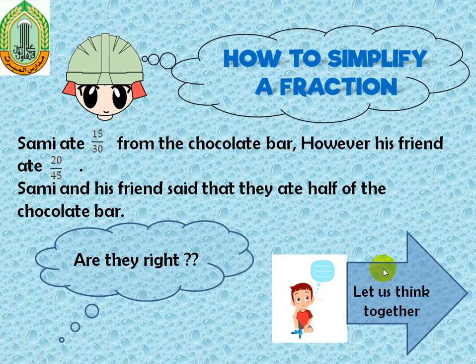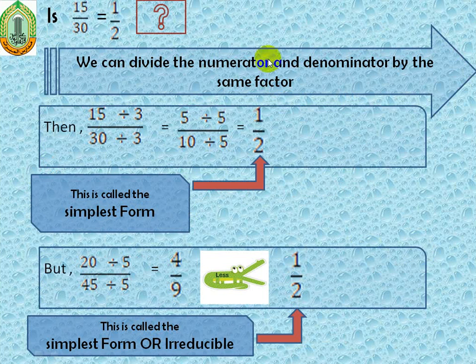Now, how to simplify a fraction. We read this situation together and try to check how do we simplify fractions. Sammy ate 15 over 30 from the chocolate bar. However, his friend ate 20 over 45. Sammy and his friend said that they ate half of the chocolate bar. Are they right? Let us think together.